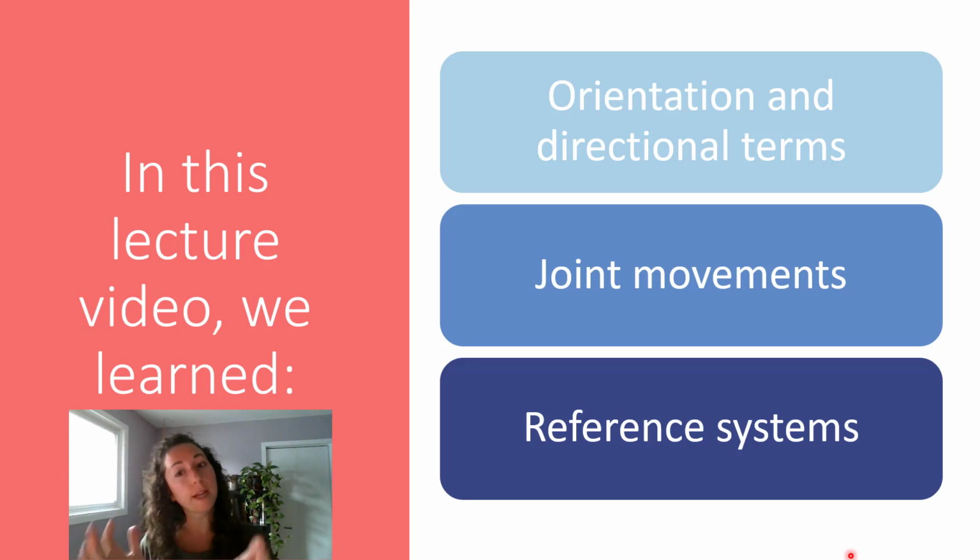So just to recap what we learned in this lecture video, we learned about all the orientation and directional terms that are used to describe motion. We learned about the joint movements themselves, and we finished off by just getting an understanding of what a reference system is, and how we use it in biomechanics to just locate different joints on the body.